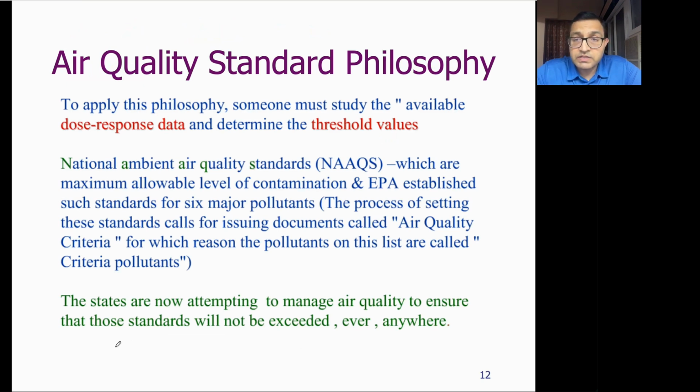So to apply this philosophy, someone must be studying the dose response data and finding out the threshold values. And that's what the NAAQS is for, the National Ambient Air Quality Standards. These are maximum allowable levels of contamination. That's a threshold value. The EPA established such standards for 6 major pollutants, right? We talked about it in our previous discussions. The process of setting these standards calls for issuing documents called the air quality criteria. And for this reason, the pollutants on this list are called the criteria pollutants. So that's an interesting tidbit.